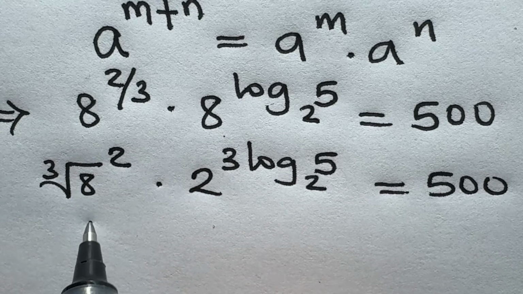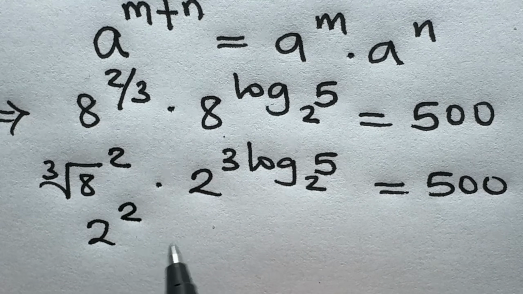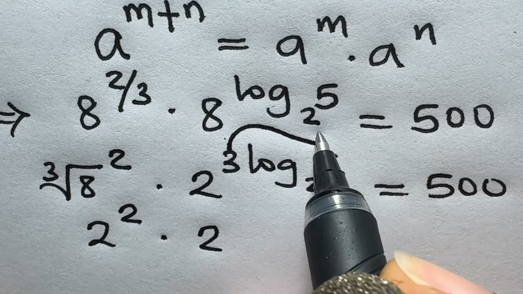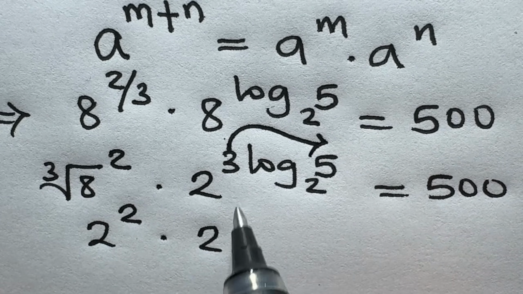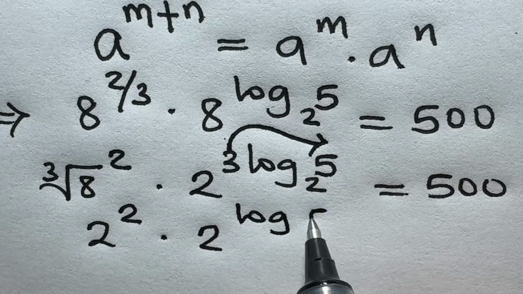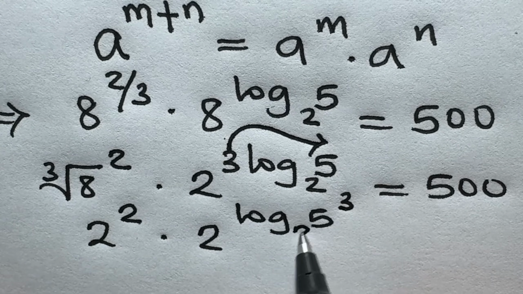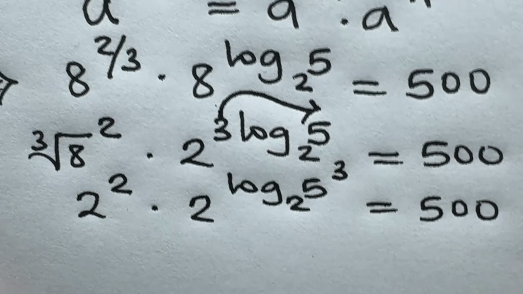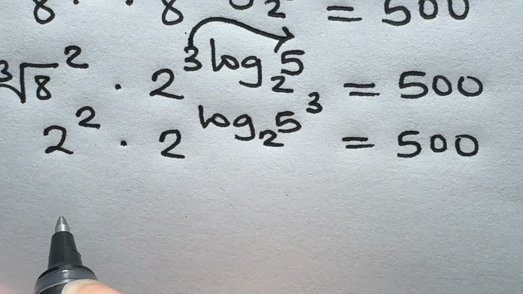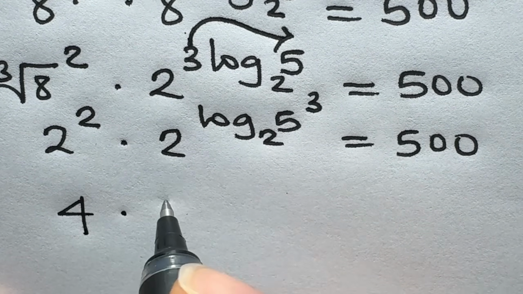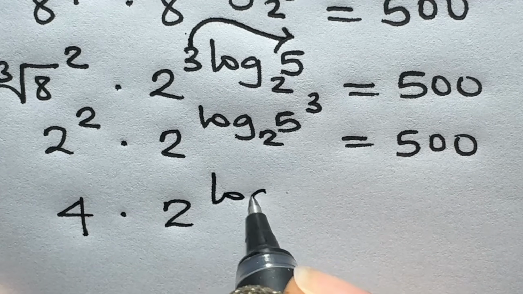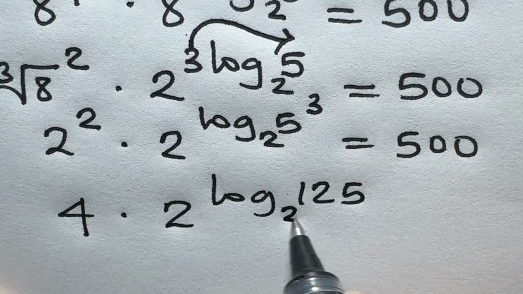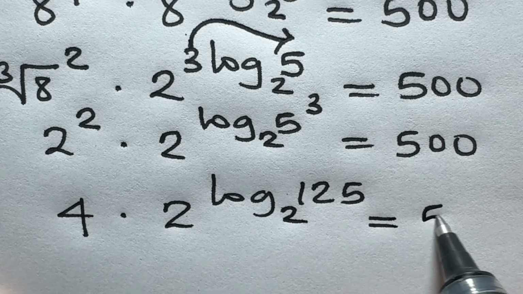Cube root of 8 is 2. 2 raised to power 2 times 2 raised to power, I can take this all the way back here to give me 2 raised to power log 5 raised to power 3 base 2 to give us 500. So this gives us 4 times 2 raised to power log 5 raised to power 3, which is 125, base 2 is equal to 500.